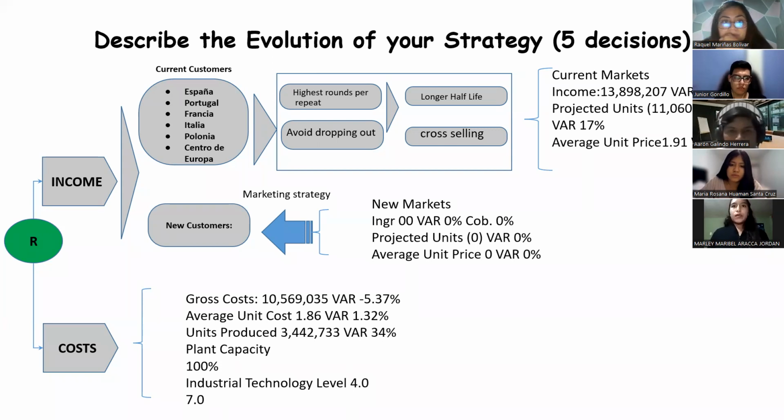Next customer, market strategy. Next market English bar 0%, cover 0%, project unique 0%, cost 1,569,235 bar negative 5.37%, average unique cost 1,286 bar 1.32%, unique price.